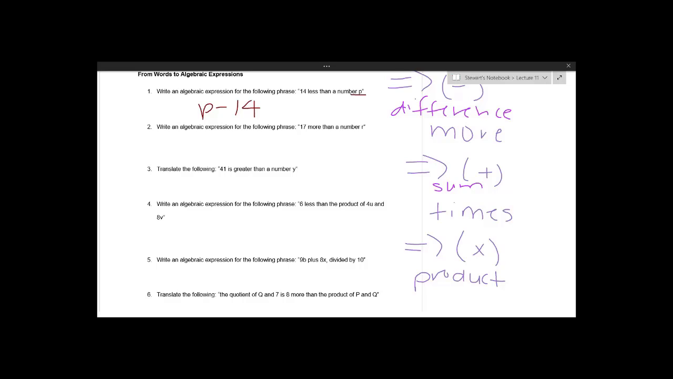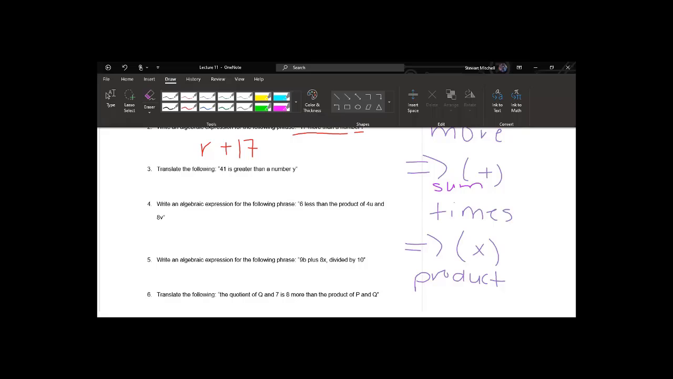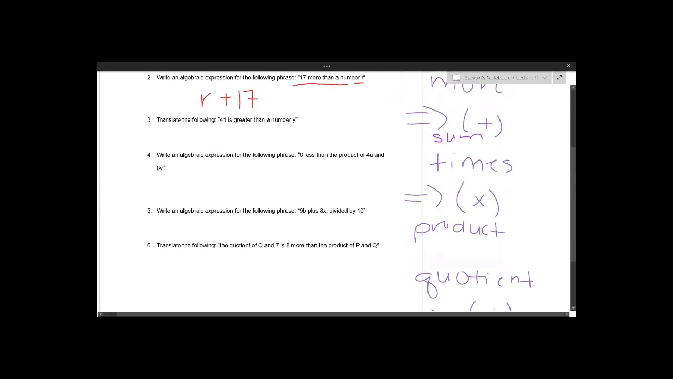Okay, so the second expression says 17 more than a number r. So we have our number r. What's happening to it? Well, the number they're describing is 17 more than the number r. So to get there from r, we'd have to add 17 to it. Just like in the first one, we'd have to take away 14 because it's less than. But for 17 more than a number r, we have to add 17 to r to get there. And that's what we can get from those words.